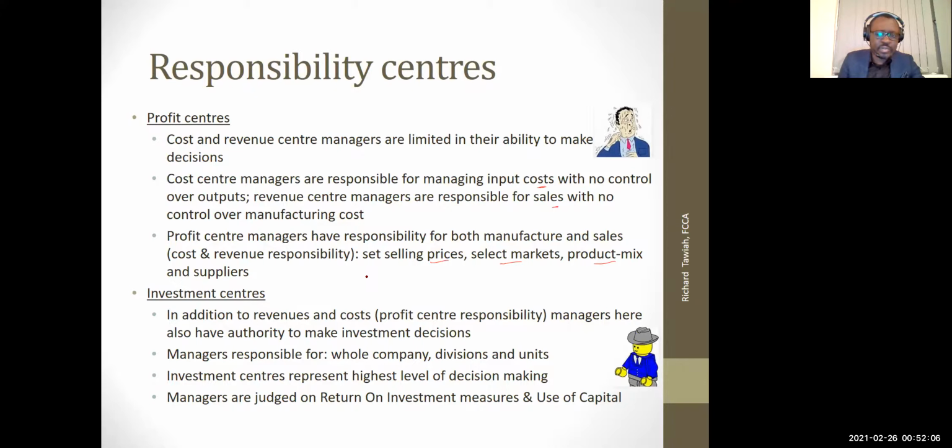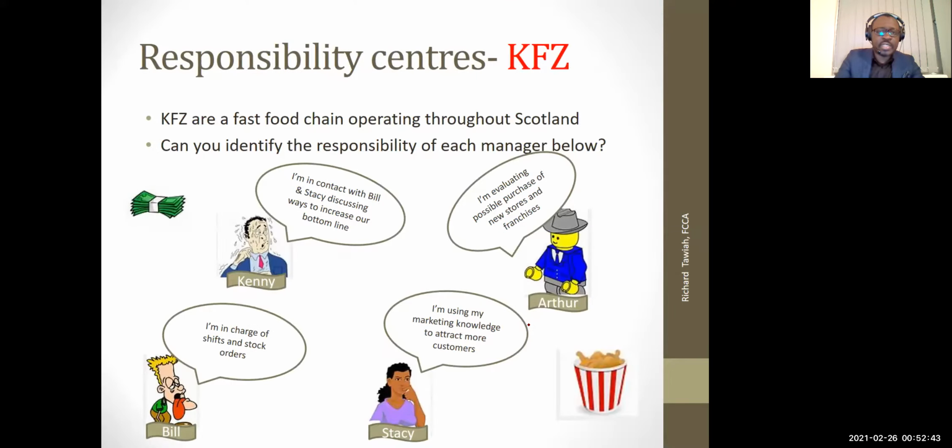That's it. So take a good note. Look at some questions on your own, try and figure it out. In addition to revenues and cost, profit center managers could also have the authority to make investment decisions. So here, these guys will report to the whole company, to the whole units and divisions. They are more senior, responsible for the whole company, strategically placed at the top. They represent the highest level, at the top of the decision-making ladder. And they are judged based on returns on investment and the use of capital, the loan capital to take decisions.